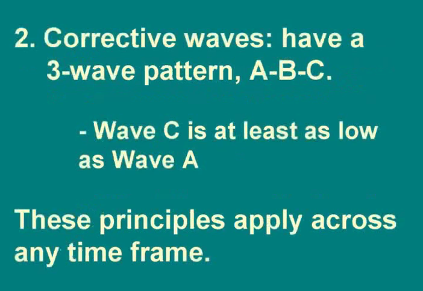And the principle number 2 I use is concerning the corrective waves. Now they most commonly take the form of a 3-wave pattern, or ABC as I call it. Now wave C is at least as low as wave A when we're talking about a bull market, remember. So I will show you a few of these on this very long-term Dow chart here. Now, by the way, these principles apply in any time frame from the 1 minute to the monthly. So it's a universal concept.